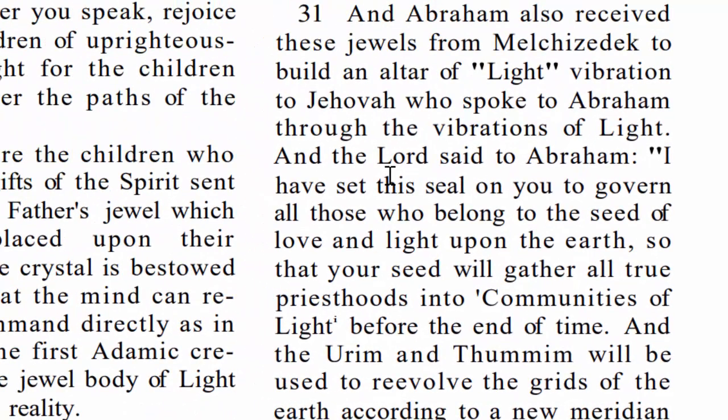But he's talking to Abraham here, saying that he put the seal on Abraham to govern those who belong to the seed of love and light upon the earth. So this family group is the governor, so that your seed will gather all true priesthoods into community. So the family is gathering the priesthoods. So what that means is that all of the Levites that would have been born under any other family group, Japheth, Ham, all would have been gathered under this Abraham through reincarnation. So it's like a breeding ground.